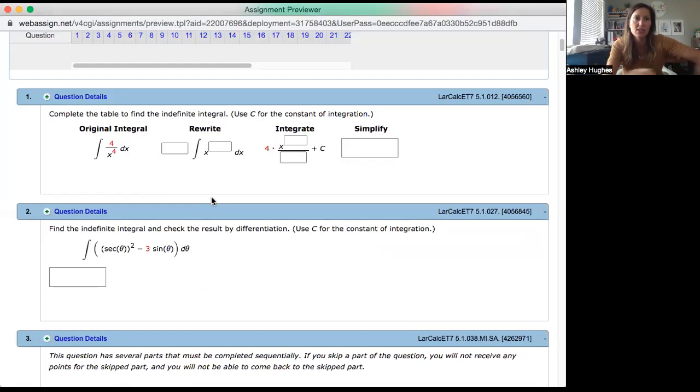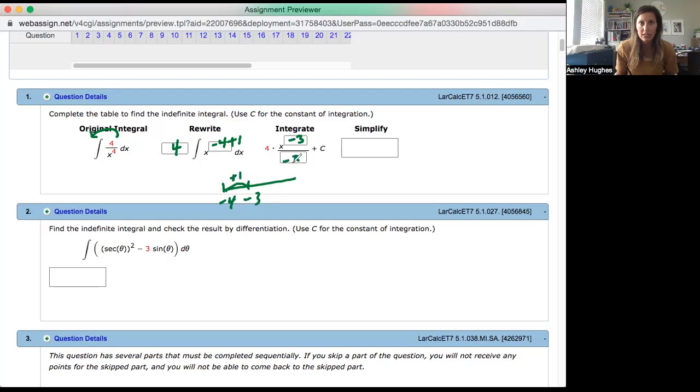First, when you're integrating, if you have something like this, you need to rewrite it. So that's what this part is. It brought the 4 out. That's one of the rules, the scalar multiple rule. X to the 4 on the bottom is x to the negative 4 on top. And when you go to integrate this, you add 1. If you're at negative 4 and you add 1, you go to negative 3. Then you divide by whatever you just got in this exponent. So simplified, it would be negative 4/3 x to the negative 3 plus c, or negative 4/3 x cubed plus c.